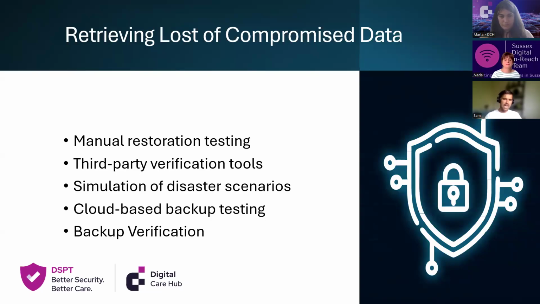So again, looking at retrieving that lost and compromised data, there are things that we need to consider here. So firstly, manual restoration testing. So one thing you can do, and you can spot check this, and this is something you can do from time to time. Again, the business continuity plan isn't there just as a one-off, to just be used in the scenario that it happens. We need to be testing this. So you can do spot checks on files, to check things are being backed up regularly and are being backed up correctly.